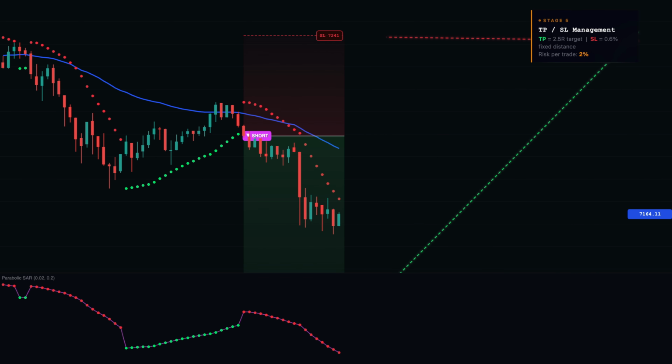The green line is our target. The red line is our stop. Every trade follows this exact structure.